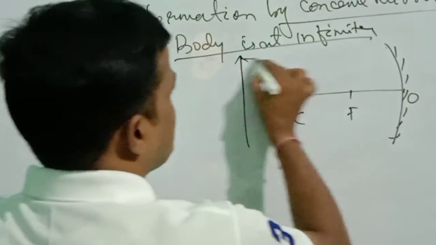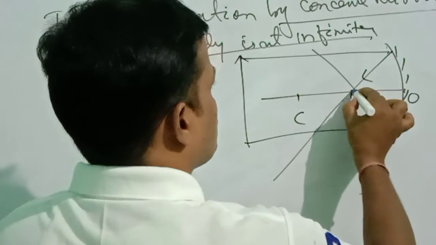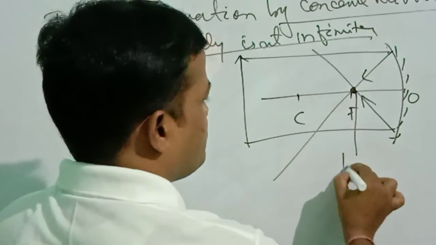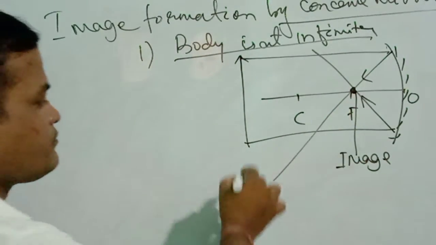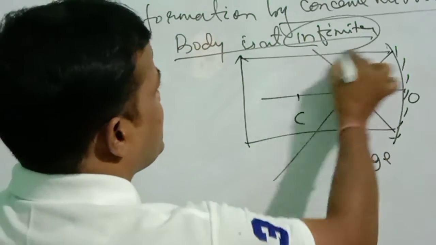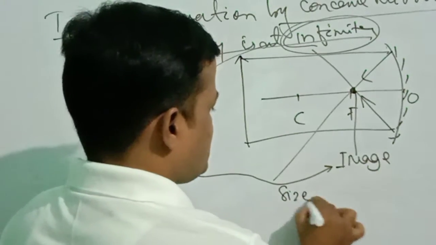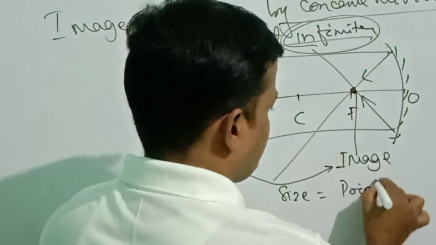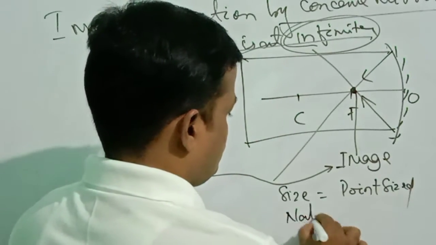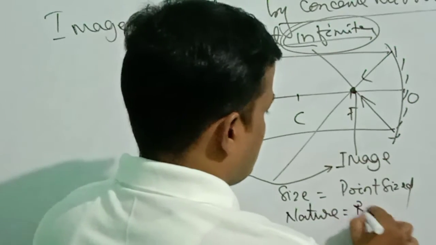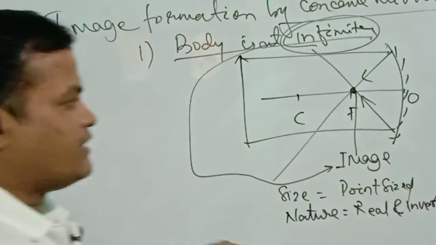in this case the rays are drawn parallel and after reflection they move through the focus, so they will meet here and the image will be formed here. This is the image at focus. So when the object is at infinity, the image is at focus. The size of the image is point-sized, and the nature is real and inverted. This is number 1.